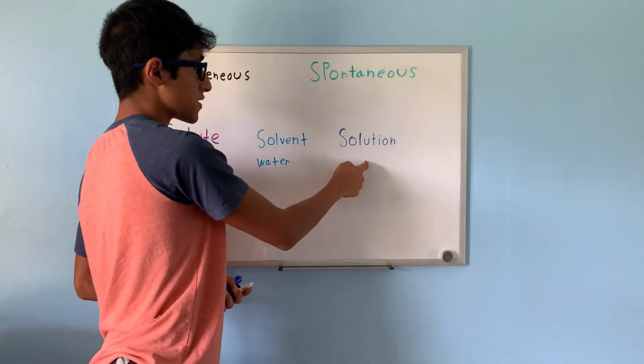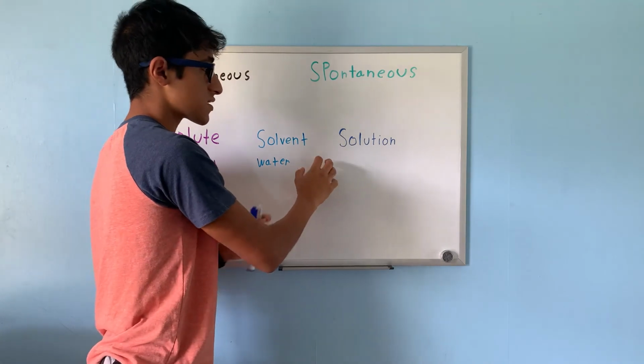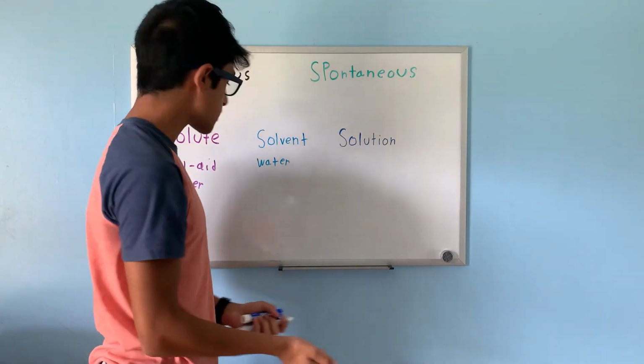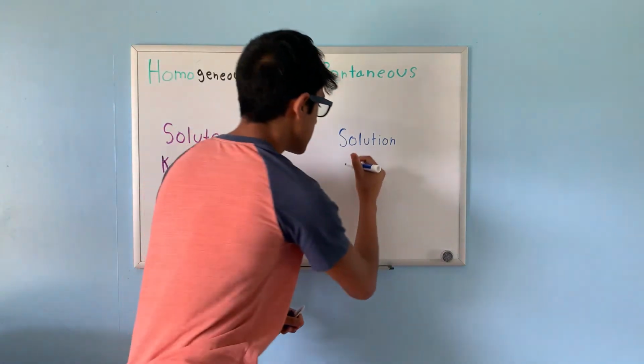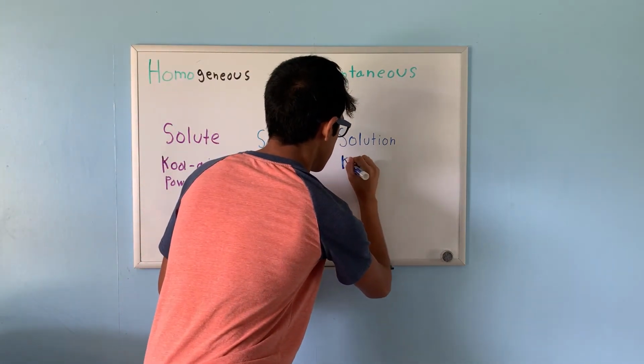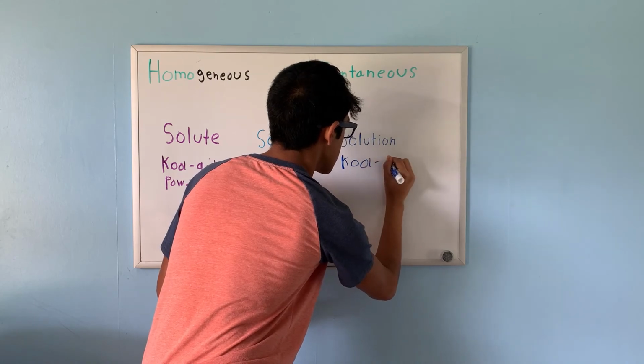And the last component isn't really a component, it's just the solution. And what is the solution? It's the solute mixed with the solvent. So for our example, it's a glass of Kool-Aid.